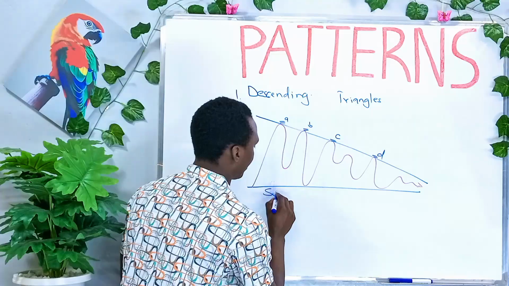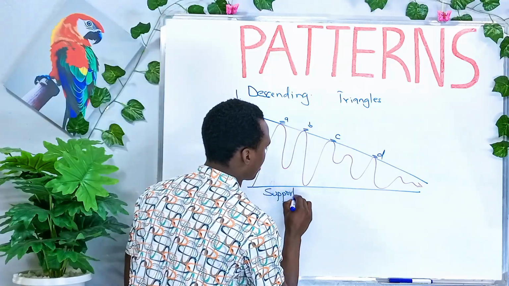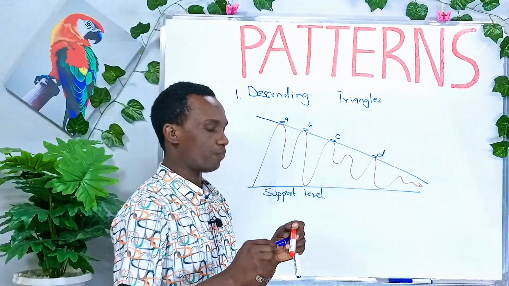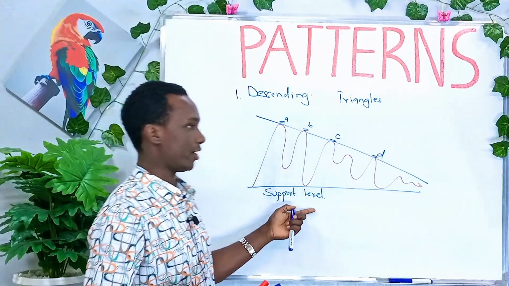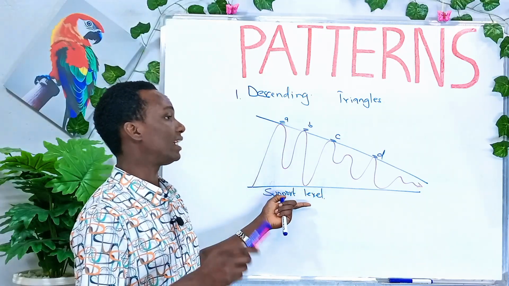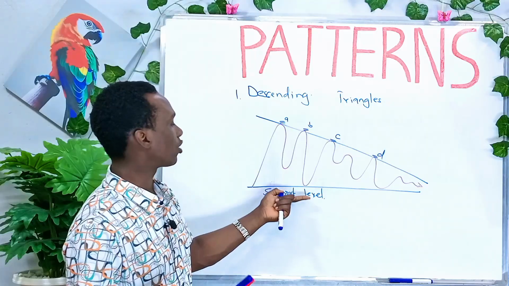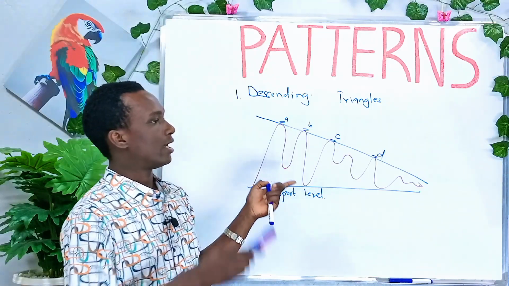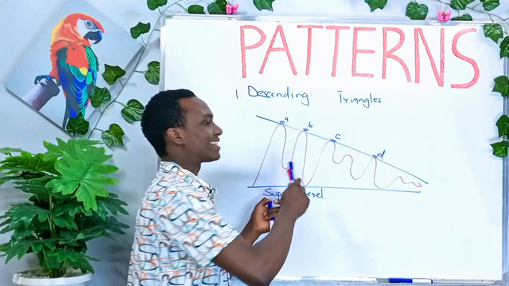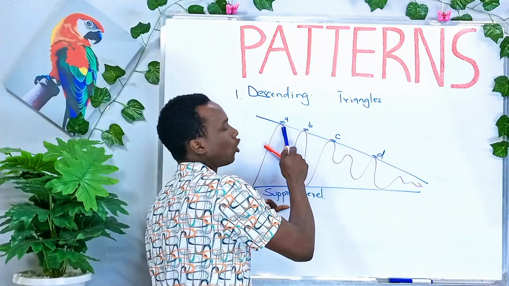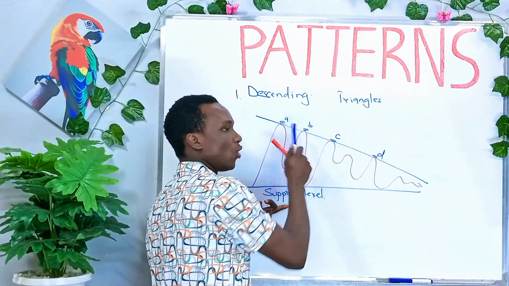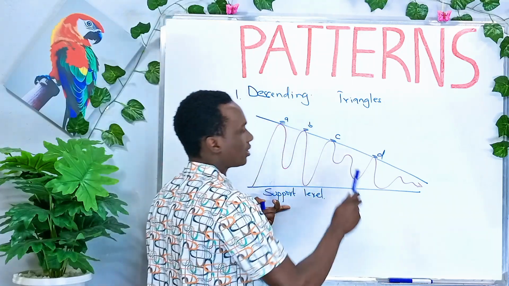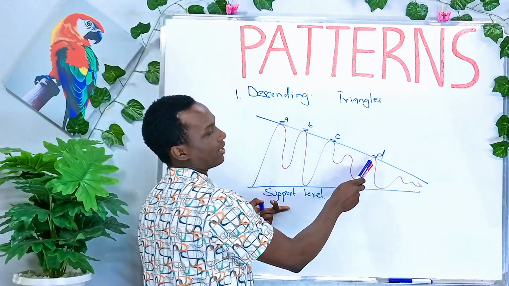So we are having that this is a support level and the price is finding it hard to break through that area. Okay, so the lower line is a support level which the price cannot seem to break, and in this illustration you can see that the price is gradually making lower highs and lower highs, which tells us that the sellers are starting to gain more ground than the buyers.